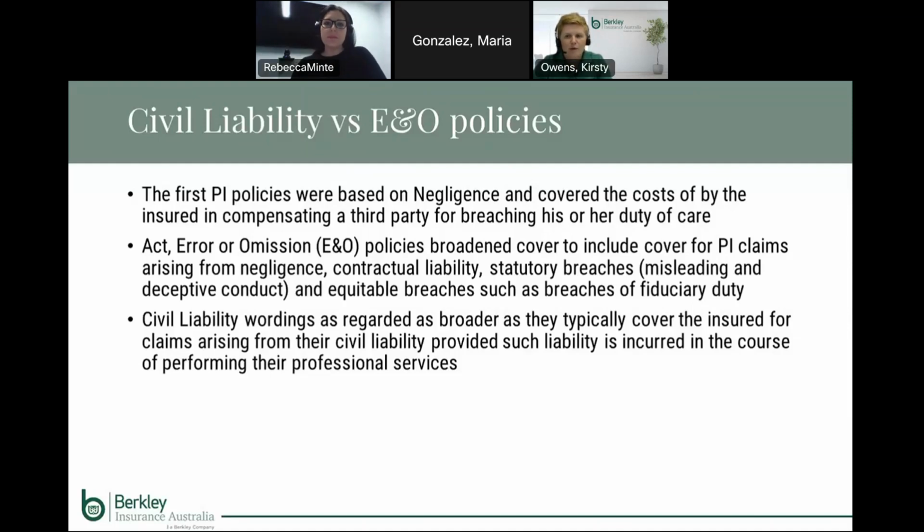So civil liability policies focus on the nature of the liability, i.e. whether it's civil or criminal, whereas act, error, or omission wordings focus on the actual conduct of the insured. At the end of the day, if you've incurred a civil liability, the chances are that you've engaged in some act, error, or omission for which you are liable.